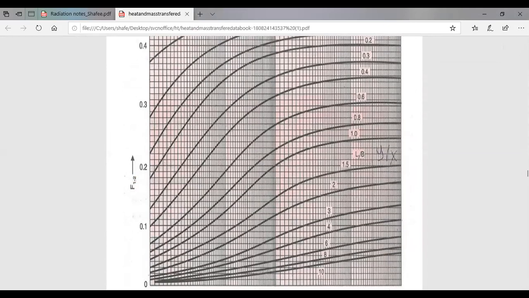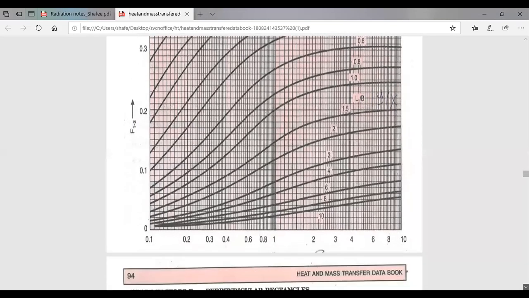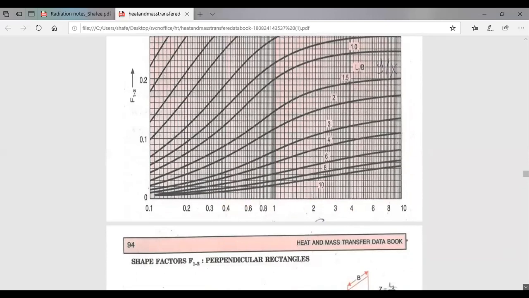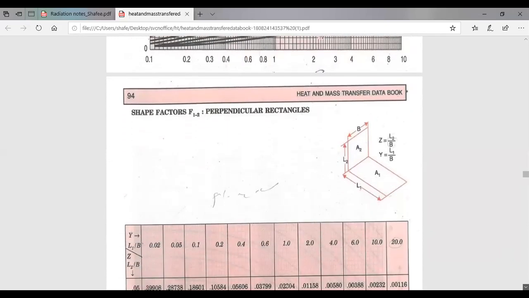Provided I know L1 by B or y by x, whatever is given. Next, there is something on the x-axis, and if I find that, I'll take it off. Z is L2 by B, and 1 is L1 by B. These things will be in the charts, and the y-axis will be the shape factor. So I can find out the value.